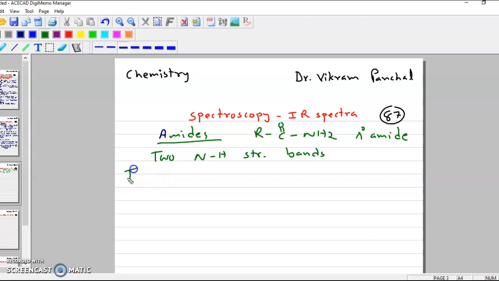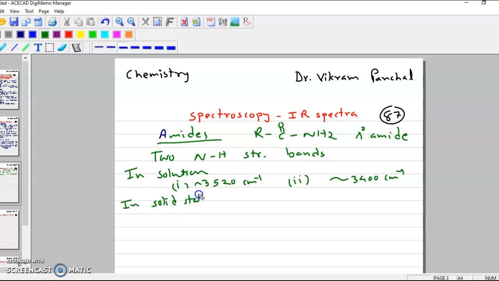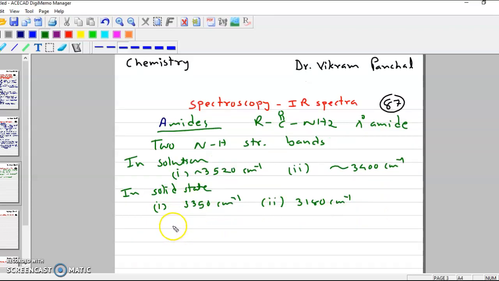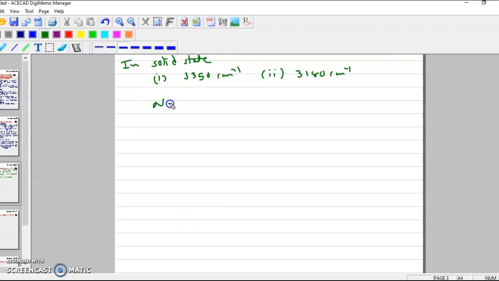Now in case of solution, we will observe two bands, one at nearly 3520 cm⁻¹ and another band at nearly 3400 cm⁻¹. In case of solid state, if the sample is solid, then we will observe a band at nearly 3350 cm⁻¹ and a second band at nearly 3180 cm⁻¹. Okay. Now in amide we also observe NH bending.